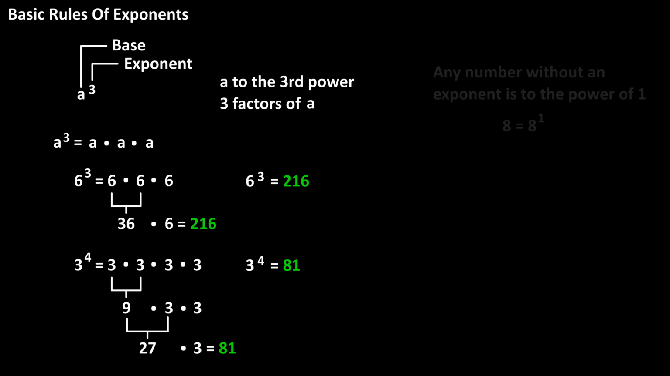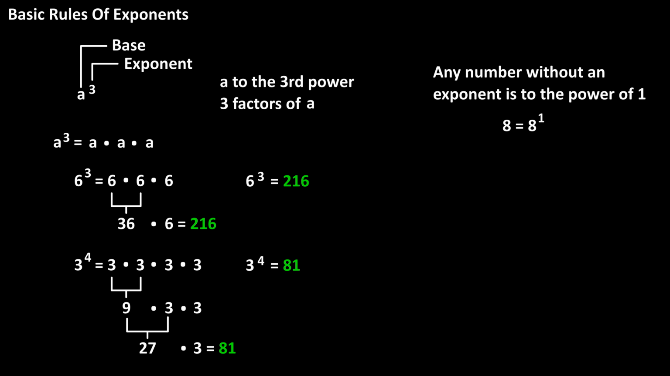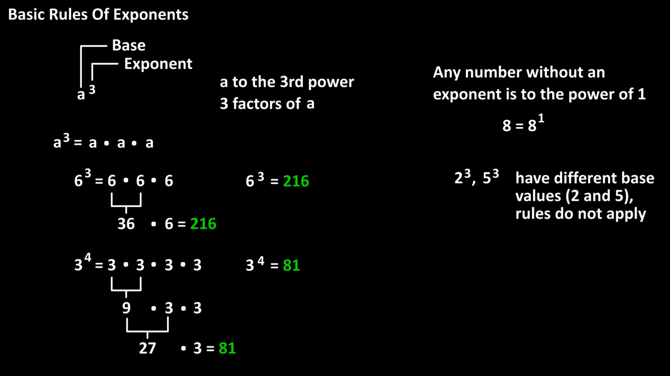And one note, any number without an exponent has an exponent of 1. And all of the following rules only apply to exponents that have the same base value. For instance, 2 raised to the 3 and 5 raised to the 3 have different base values, 2 and 5. So you could not apply any of the following rules.